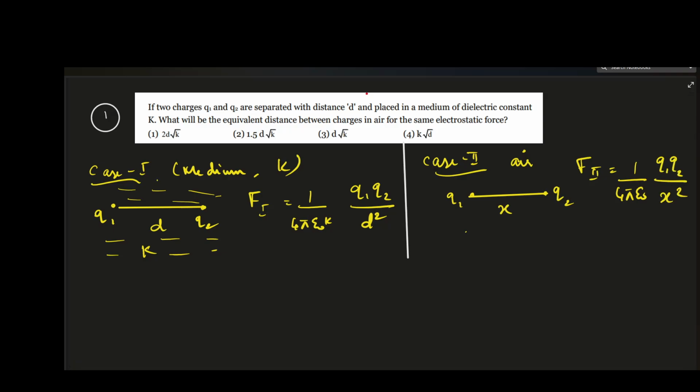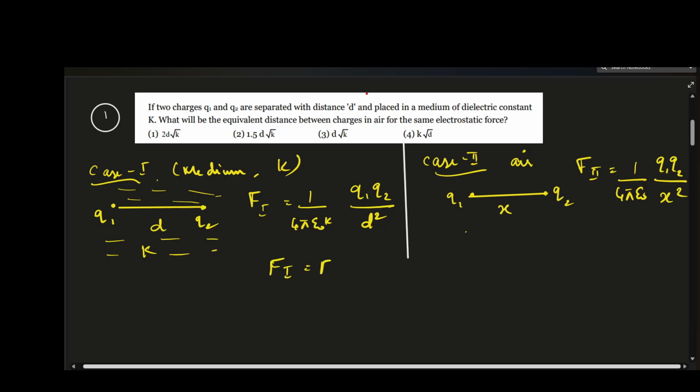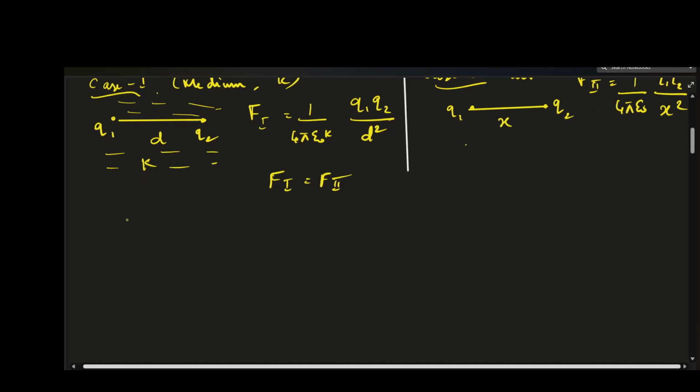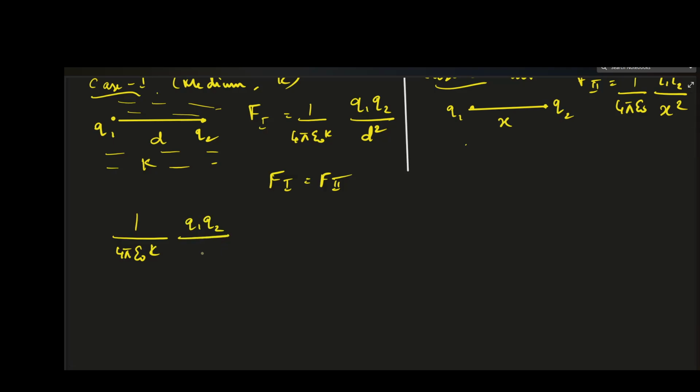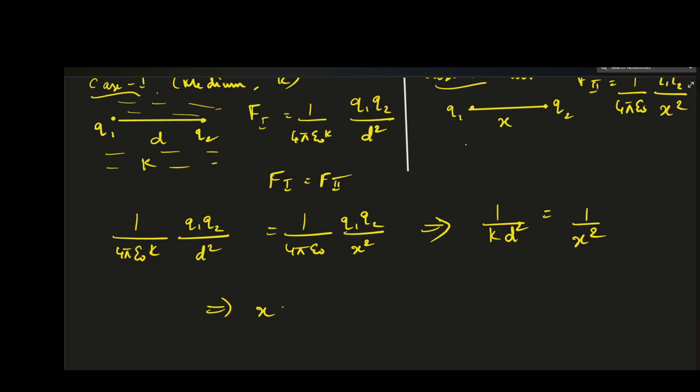by x square, right? Now equating these two forces, we will have 1 by 4 pi epsilon naught K Q1 Q2 by d square, which is going to be equal to 1 by 4 pi epsilon naught Q1 Q2 by x square. So by simplifying this, we will have 1 by k d square to be equal to 1 by x square. So my x will be root k into d. So this will be the distance between the two charges when placed in air to have the forces between these two charges to be same as what it was in the medium.